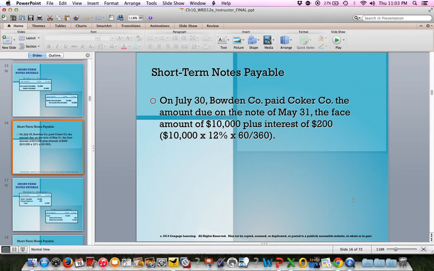Okay. Then on July 30, so basically 60 days later, Bowdoin does pay Coker the amount due on the note of May 31st, plus interest of $200. So again, PIT, principal times interest times time, principal of $10,000, interest of 12%, times 60 days over 360. That's how we got the $200.